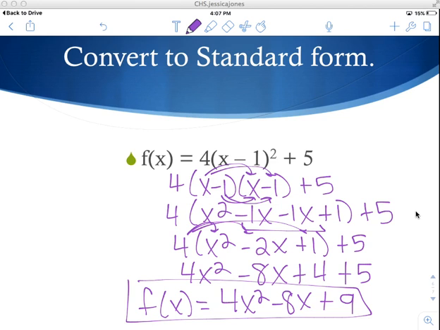This lesson really should be a review for you. You're just following your PEMDAS rules and you're just foiling it out. Remember, you have to FOIL first, then distribute, then add or subtract at the very end.